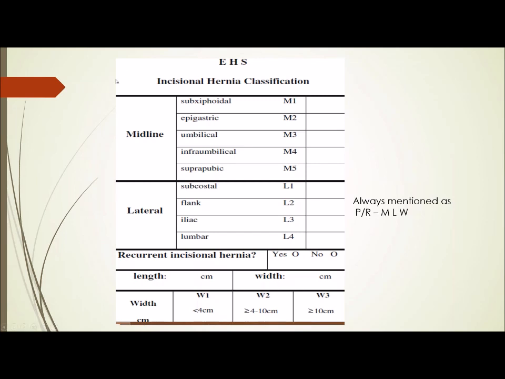Okay. Now, apart from that, midline. How do you define the midline? Midline is labeled M1 to M5, lateral L1 to L4. And then recurrent yes or no, basically P or R. And then of course the length, whatever the length is, mentioned in centimeters, but that's not very important. It is important, but not very important. But the width is more important. Width is W1, W2, and W3: less than 4 centimeters, 4 to less than 10, and 10 or more than 10. That is W3. Now, first of all, let's talk about midline.